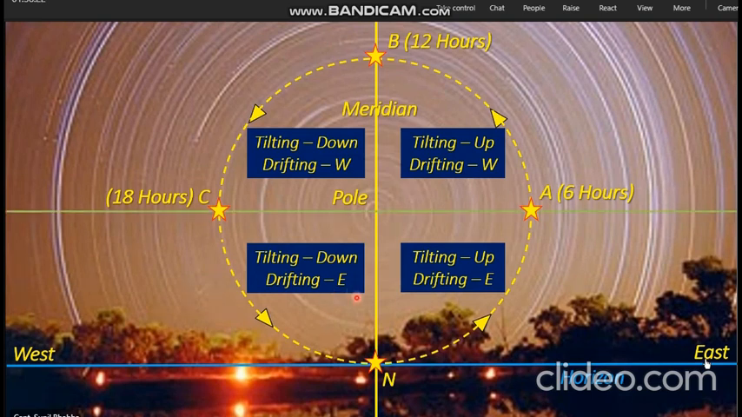So to summarize, from November to Alpha, tilting will be upwards, drifting will be easterly. Alpha to Bravo, tilting will be upwards, drifting will be westerly. From Bravo to Charlie, tilting will be downwards, drifting will be westerly. And from Charlie to November, tilting will be downwards and drifting will be easterly. Our spin axis is going to follow this particular motion of the star day after day, completing one oscillation or one round in 24 hours or in one day.